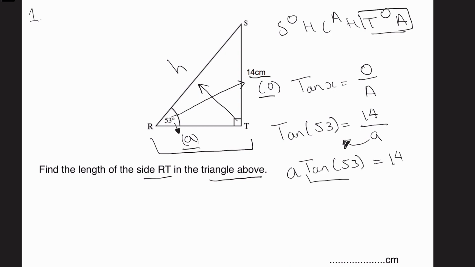And now we're going to move all of this to the other side. And whenever you move a number from one side to the other, it changes sign. So because these two numbers are multiplying each other right now, that'll then go to divide. So A equals 14 divided by tan 53, which means A has to equal, so just write all that in a calculator. That means A equals 10.55 centimeters.